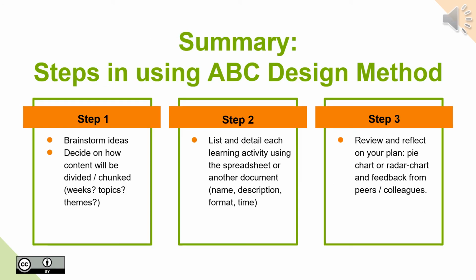To summarize, here are steps in using the ABC design method. Step 1. Start off with brainstorming ideas in relation to the learning outcomes you have decided on. In some cases, you may have existing content already in which you need to decide how you will divide up or chunk. Step 2. Start listing and detailing each activity item in terms of the learning type, the name of the activity, the format. You can use a spreadsheet for this or make notes that you would later populate on the spreadsheet. Step 3. You now have a plan.